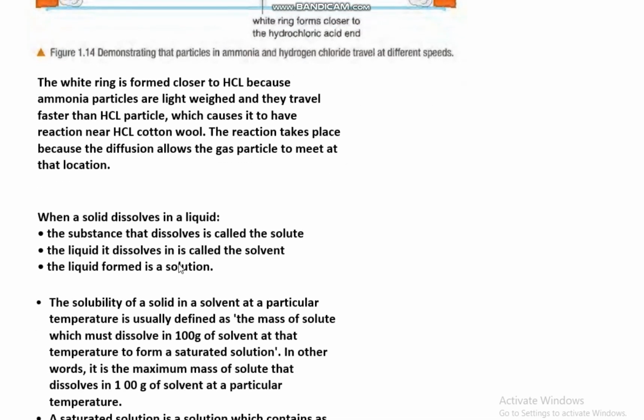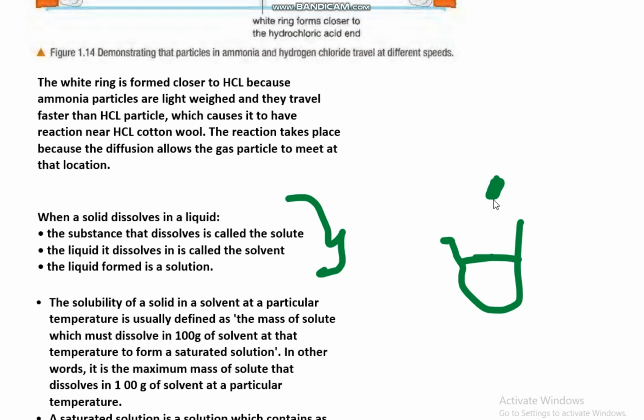And then we have when a solid dissolves in a liquid. The substance that dissolves is called the solute, the liquid which it is dissolved in is called the solvent, and the liquid formed is a solution. So this is a simple thing: I have a beaker with sodium chloride, and we put sodium chloride into the water. The water is the solvent and the sodium chloride is the solute. So it's a simple example. And then we have solubility.